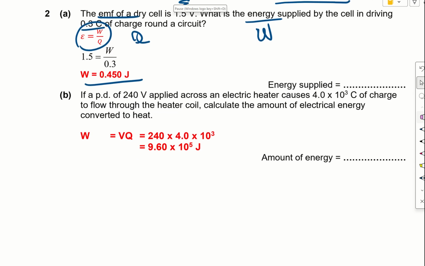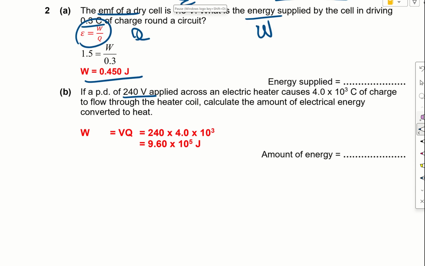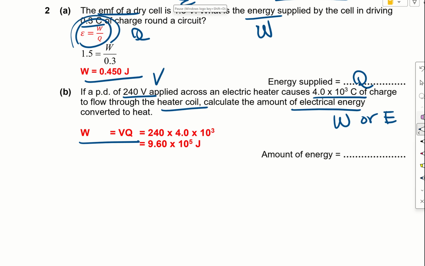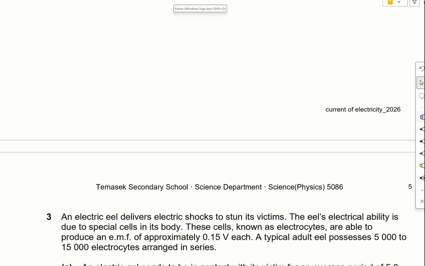Now, if a potential difference of 240 volts, so this is my V, or the potential difference, PD, applied across an electric heater causes 4 times 10 to the power of 3 coulomb of charge, so this is my Q, to flow through the heater coil, calculate the amount of electrical energy converted to heat. So this is either W or E. Now you already know this formula, W equals VQ, which is somewhere over here. You should get this value of energy.